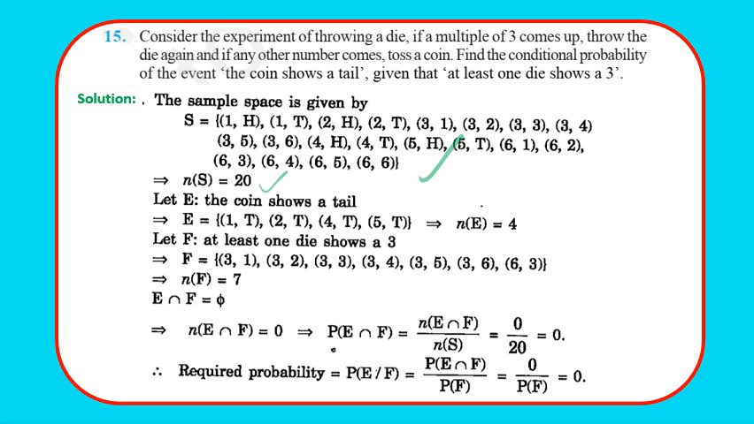Now let E be that the coin shows a tail. So E is {1T, 2T, 4T, 5T}, so n(E) is 4. Let F be that at least one die shows a 3. So F is {3-1, 3-2, 3-3, 3-4, 3-5, 3-6, 6-3}. So n(F) is 7. E intersection F has no elements, so the number of elements in E intersection F is 0. So the probability of E intersection F equals n(E intersection F) upon n(S), that is 0 upon 20, so 0. So the required probability P(E given F) equals P(E intersection F) upon P(F), that is 0. Clear? So pause and note down the solution.